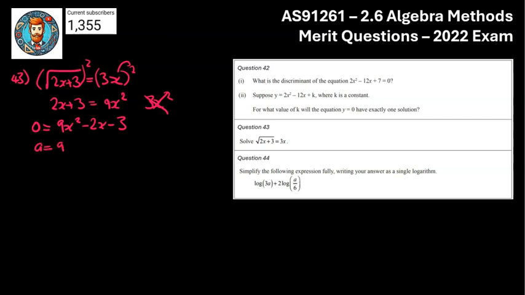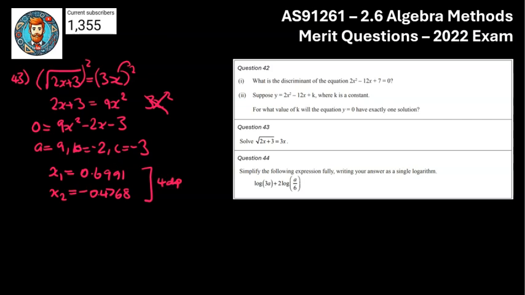So to do that, I need to know that A is equal to 9, B is equal to negative 2, and C is equal to negative 3. And when I did that into my graphics calculator, I got two answers. The answers were messy, so I needed to round to 4dp, but I got 0.6991, and the next one, negative 0.4786. And then I'm just going to state my rounding next step. Both of those had a 4dp rounding.